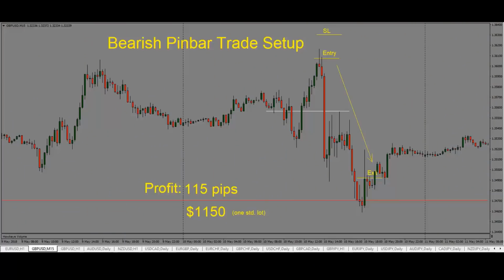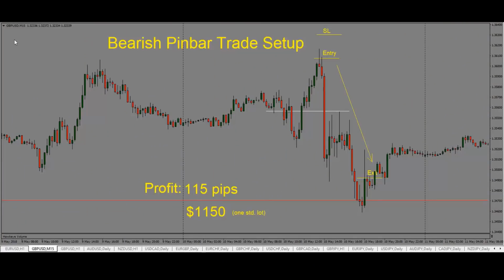Today we'll take a look at a bearish pin bar trade setup. A bearish pin bar, like the name suggests, is a bearish reversal pattern, and we're looking for this type of setup at strong support and resistance levels. So we'll take a look at what this bearish pin bar looks like, what exactly we're looking for in terms of entering the trade, where to place our stop loss, and most importantly, how to exit the trade with a profit.